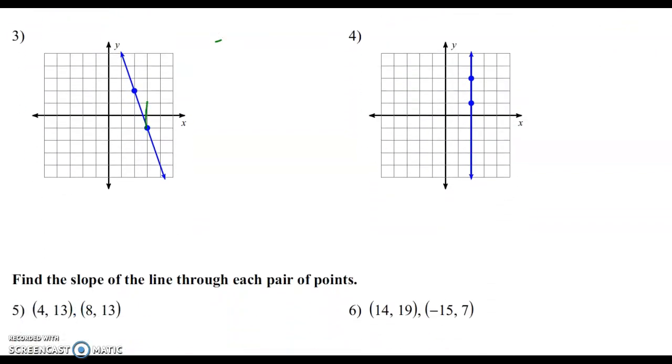All right, next section here, same concept. Rise over run. I rise 3. Left 1 would be negative 1. 3 over 1 is negative 3.